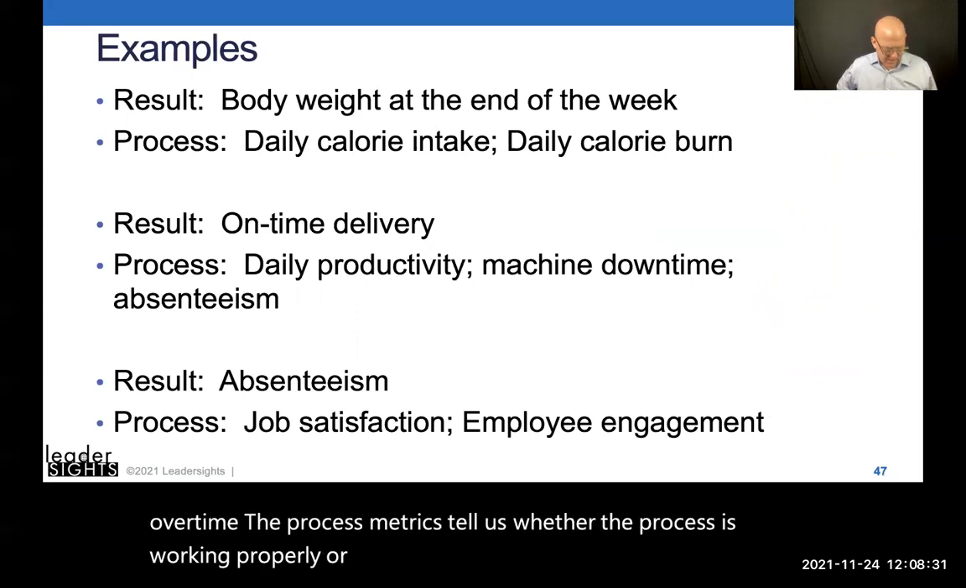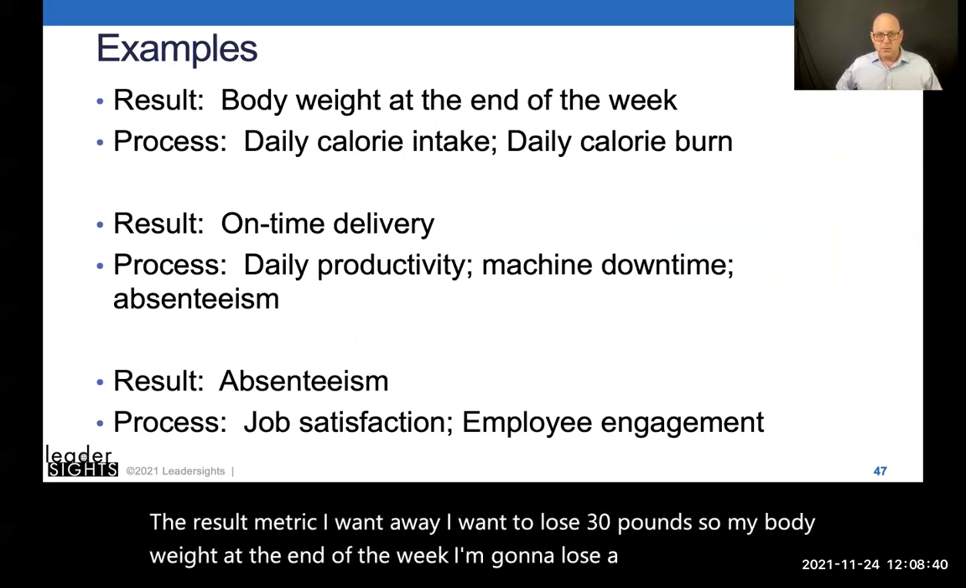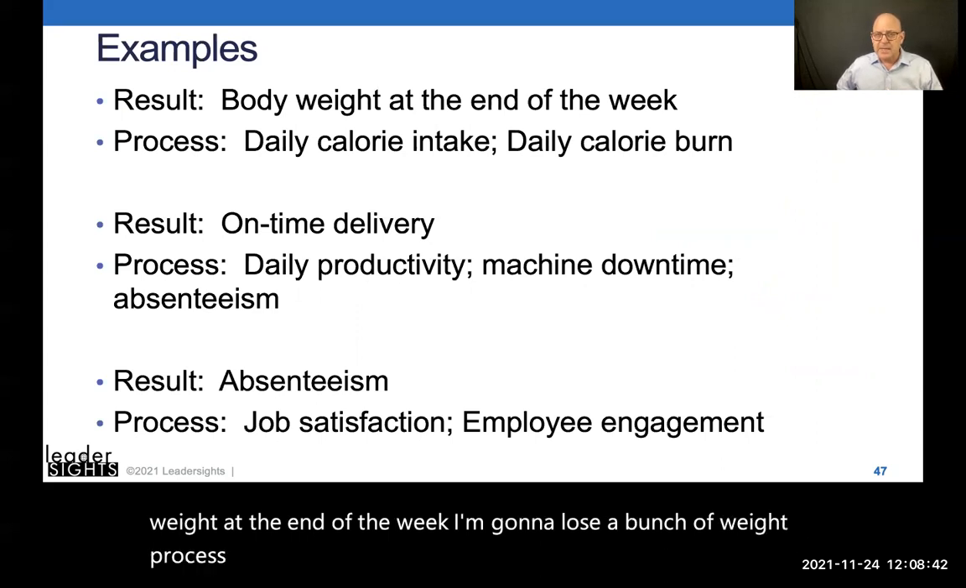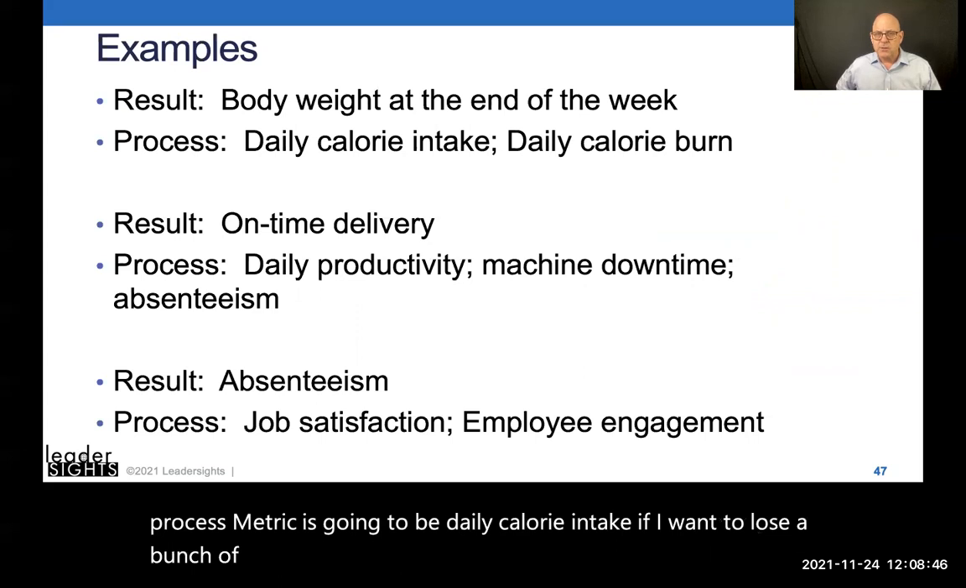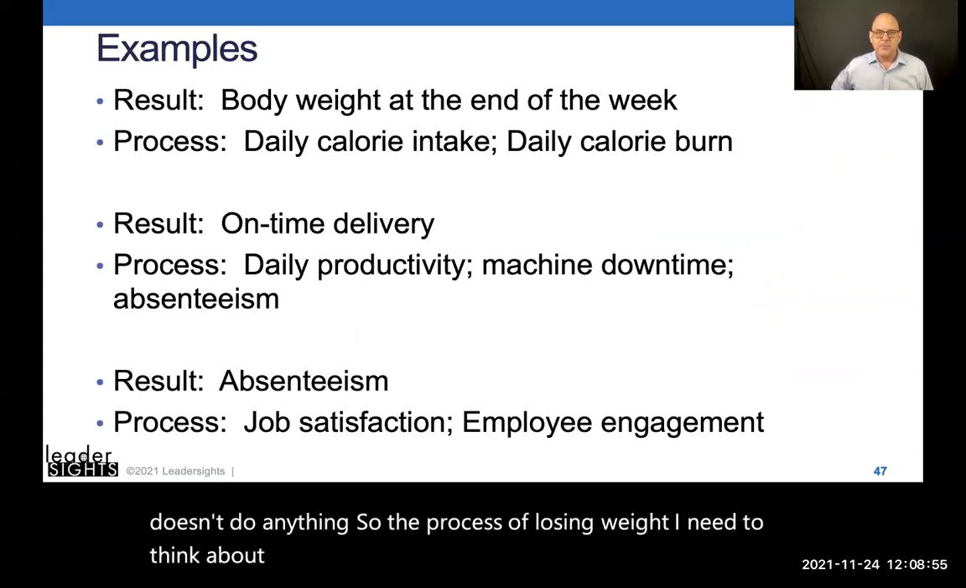Okay, so here's a couple of examples. The result metric: I want to lose 30 pounds. Okay, so my body weight at the end of the week. I want to lose a bunch of weight. The process metric is going to be daily calorie intake. If I want to lose a bunch of weight, I can get on the scale all day long, every day, and it doesn't do anything. So for the process of losing weight, I need to think about calories in and calories out.